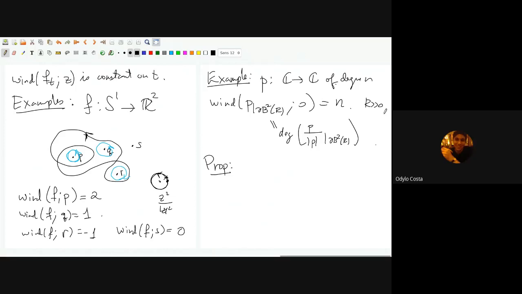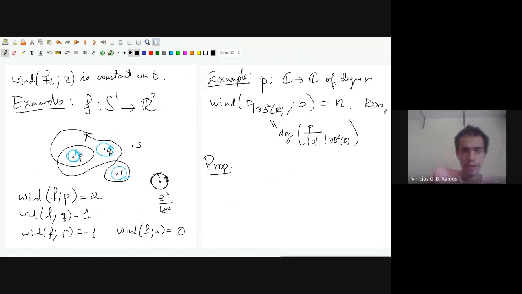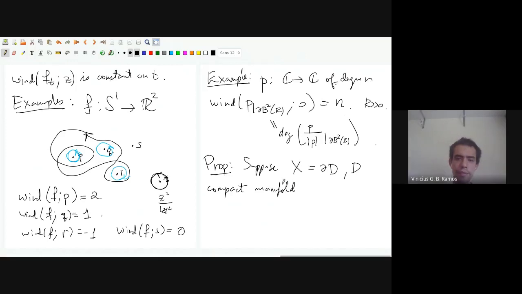All right, perfect. Okay, so this proposition will say in particular that, because the winding number is n, the polynomial will have n zeros inside of this ball. This proposition actually applies more generally. So suppose that X is the boundary of some compact manifold. So D is a compact manifold.